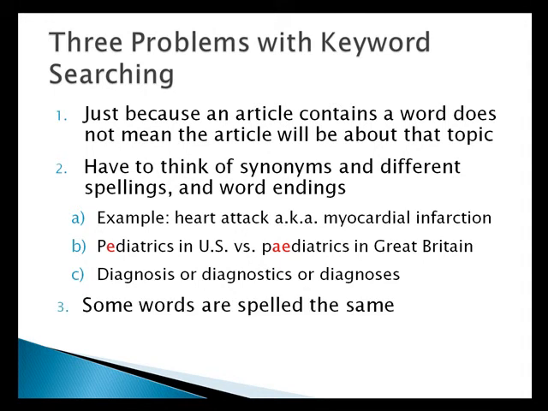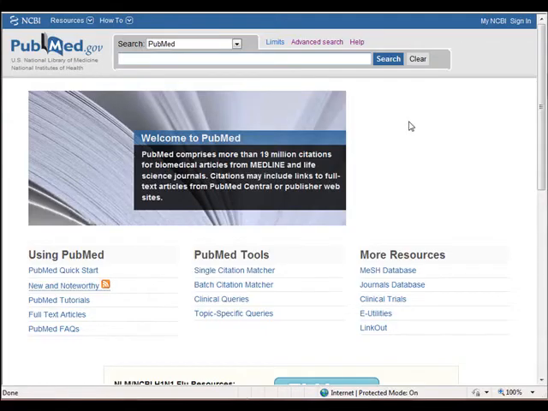The third problem with keyword searching is that some words are spelled the same, even if they have different meanings. For instance, if you do a search on tears for your eyes in a database and just put in tears, the database won't be able to tell if you're talking about tears from your eyes or if you're talking about tears in cartilage. This concludes this section of the tutorial.